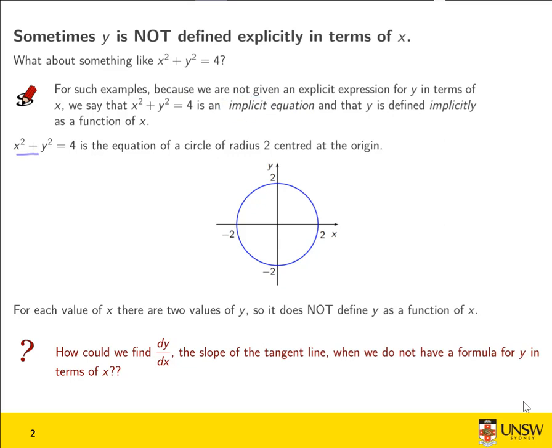Now we recognize this equation, we've seen it before. It's the equation of a circle of radius 2 centered at the origin. The explicit formula for y in terms of x wasn't given to us, but maybe we can just find it. And we very soon run into a problem. If you pick a value for x, there is not one value for y which corresponds to this x. There are two.